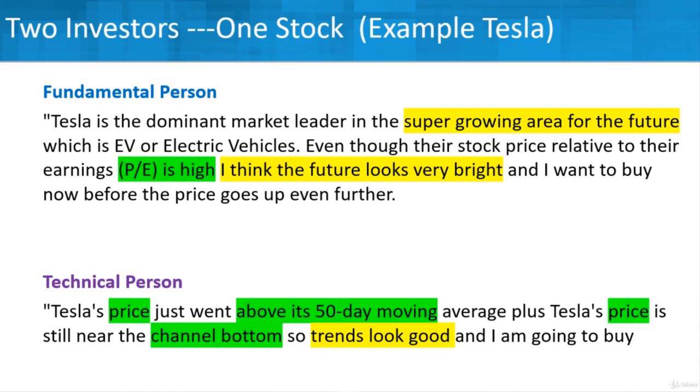So the price is above its 50-day moving average, the average price over the last 50 days. We're going to learn all about moving averages, so don't worry yet. And it's near the channel bottom, so it's near a bottom price, so they think the trend looks good, that it's going to rebound and go back up. So they're talking not about the business at all. They're talking about it as an individual stock opportunity to get in, and then maybe later get out when they change their mind.